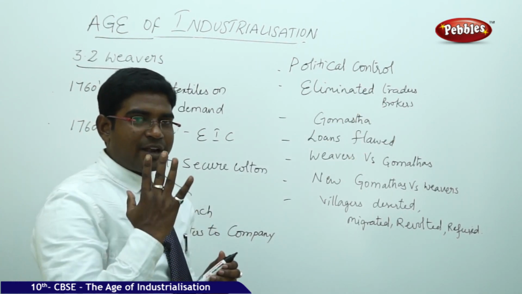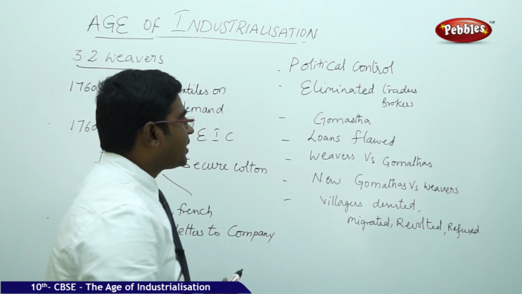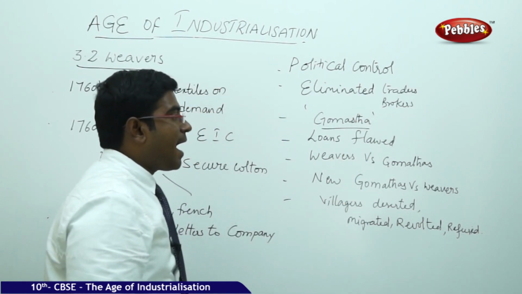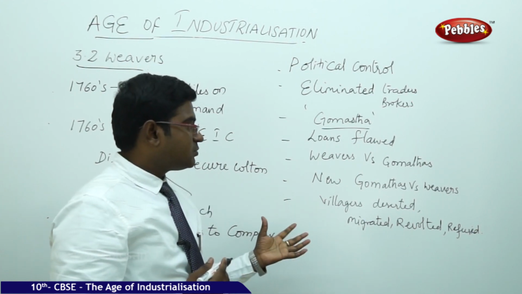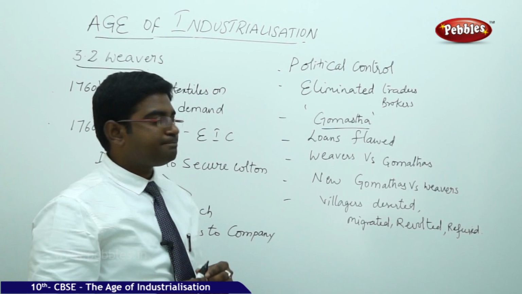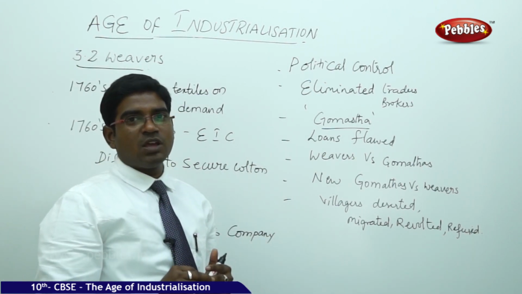They started to slowly wipe them out from the picture. Later they appointed the Gomastas. These Gomastas have to go to the villagers, weavers especially, and collect the product from them. Loans are being flowed to the weavers.